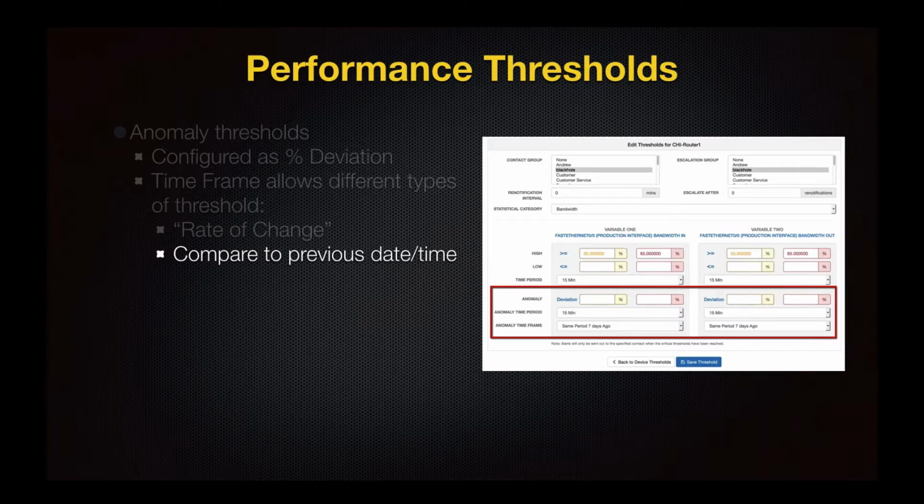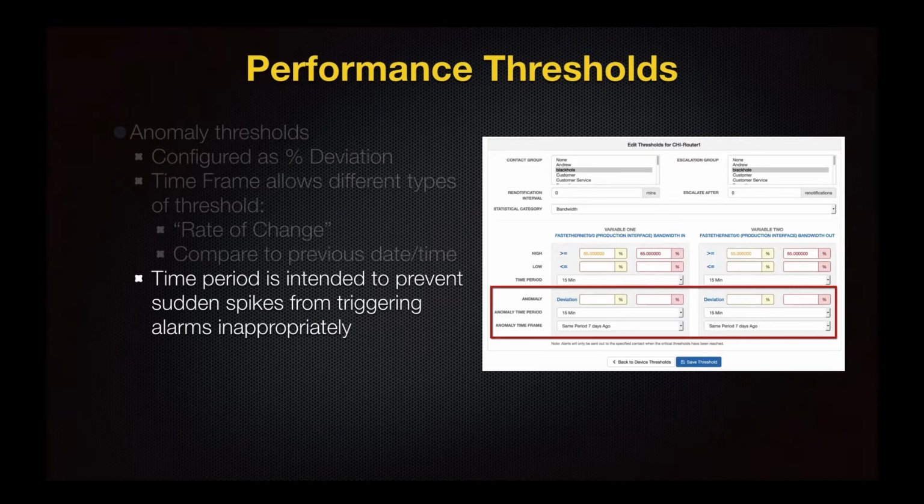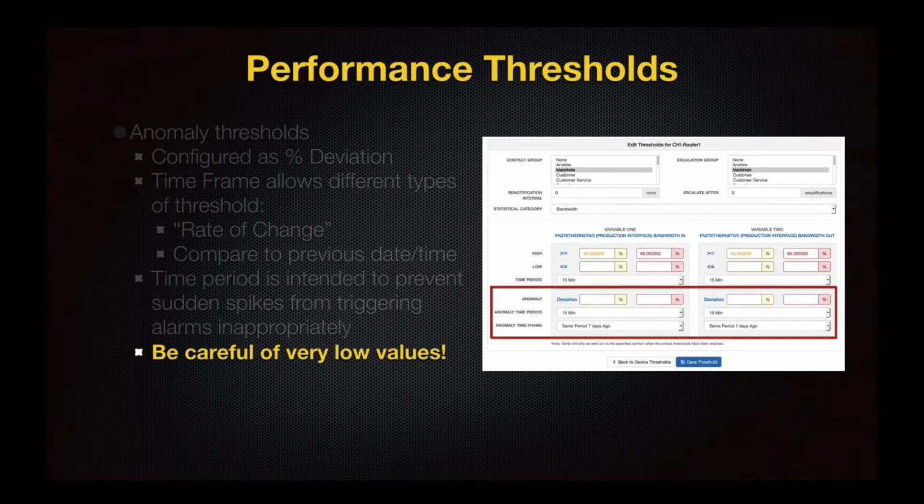And then there's also the time period. You can do the same thing as you would with a static threshold, where you can avoid getting notified by spikes by spreading things out. With anomaly thresholds, the thing to remember is that very low values can be deceiving. For example, if I set an anomaly threshold of 1,000%, but it's only running at 1/1000th, then it's still just 1. That's something I want to be mindful of when I'm going through and setting my performance thresholds.